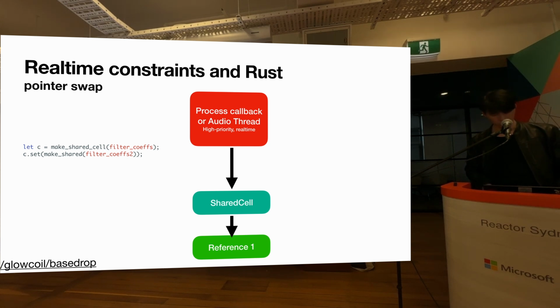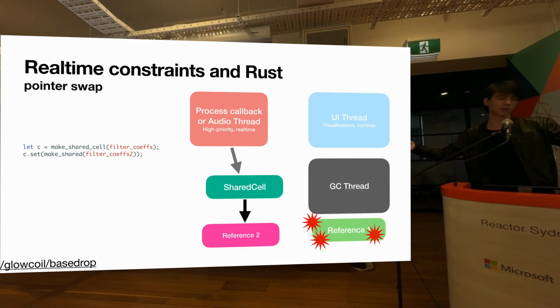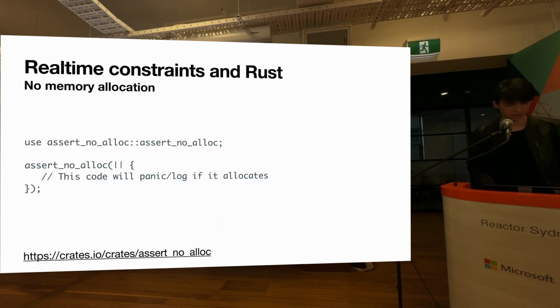So then the pointer swap thing is that you have some shared cell type that holds a reference to the shared object. The process function will get the reference counted object out of the cell, and other threads can make the cell point at something else, just swap where it's pointing to. Then on the next process callback, the other thread will get the new reference, and the old reference can get collected.